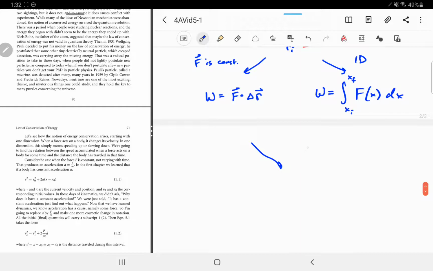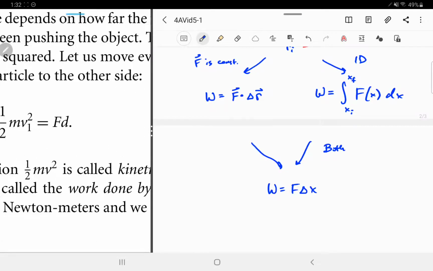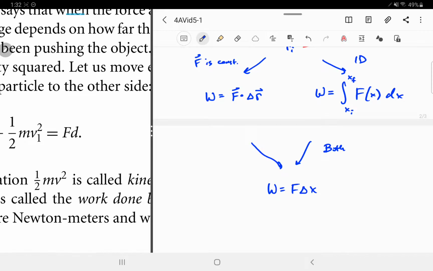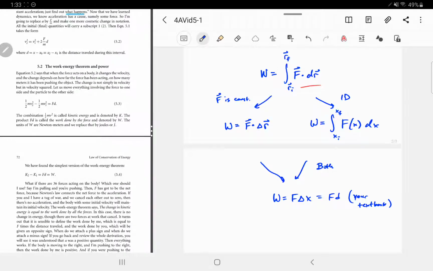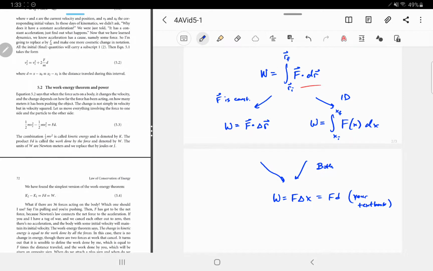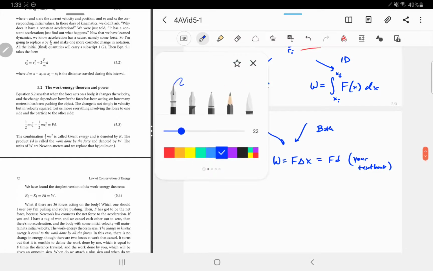So if both of these things are true, if F is constant and it's one-dimensional, then you can say that the work done by the force is F times delta x. Your book just calls that F times d. So there are a lot of assumptions to get to F times d, according to your textbook. Your textbook first is just talking about one dimension, and it's also talking about the case where F is constant to get there. And there's actually one more simplification in there, which I'll mention right now.